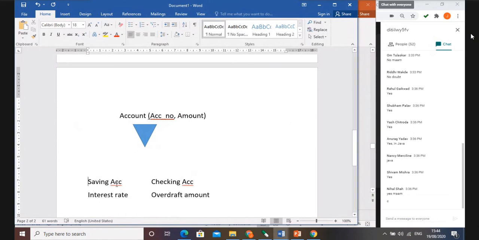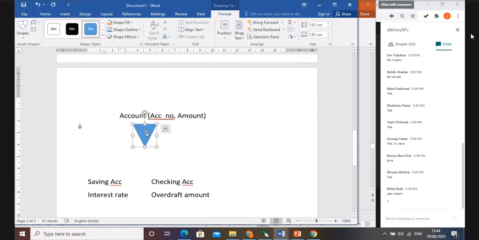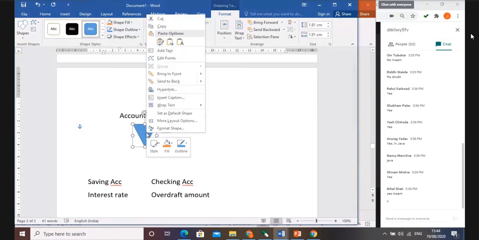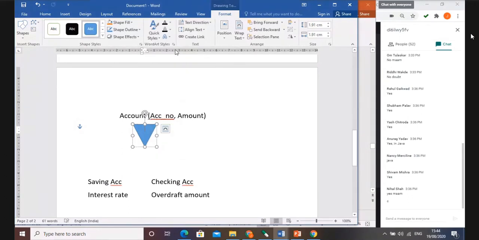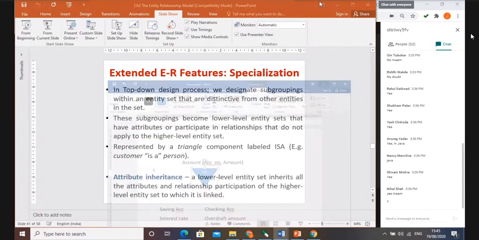These are my entities. Remember 1, 2, and 3. So they are connected with solid line from account to this triangle, from this triangle to here, and this triangle to here. I will show that with example. So it is represented with this reverse triangle, and we have to write in between "ISA". Okay, so the E is not visible. Fine. So now here, how you will read out? Saving account is a account. Checking account is a account. Okay. Now, that is the notation.